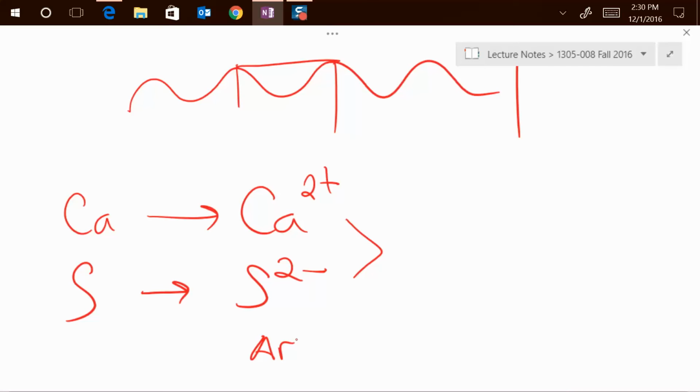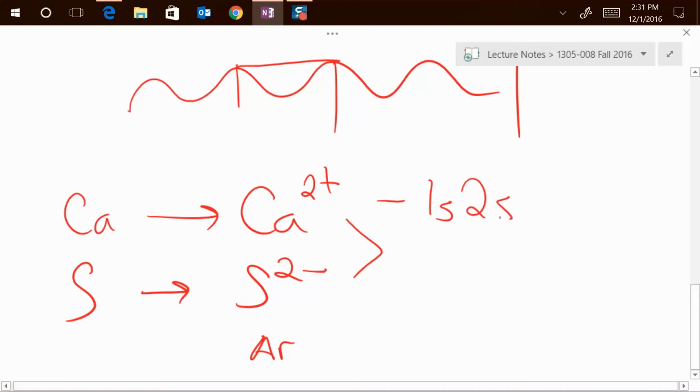That means they have the same electron configuration. What is an electron configuration? How do I write an electron configuration? Let's write the electron configuration of calcium 2 plus. Where do I start if I'm going to write an electron configuration? 1s. Now where? 2s. 2p.